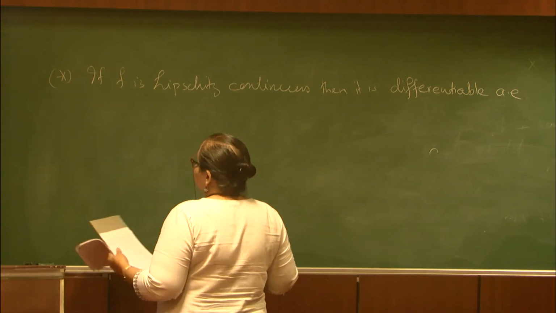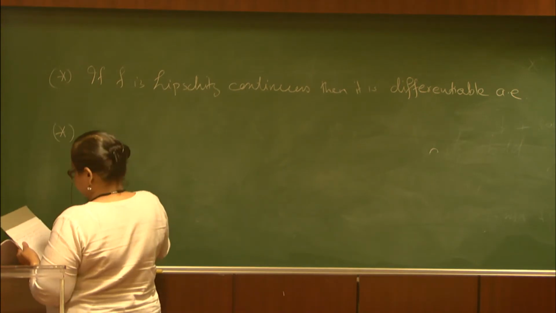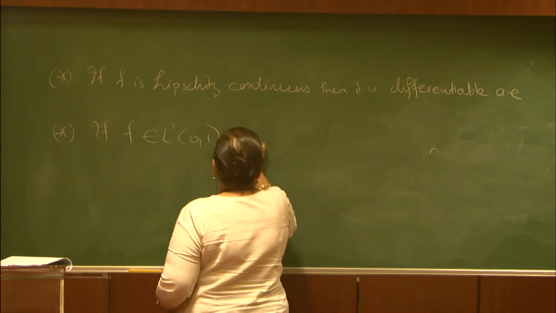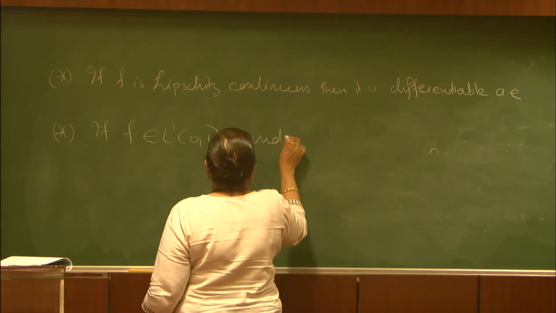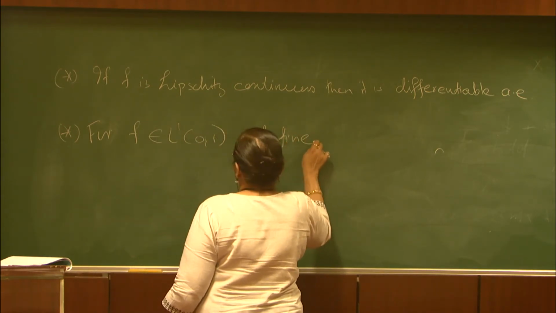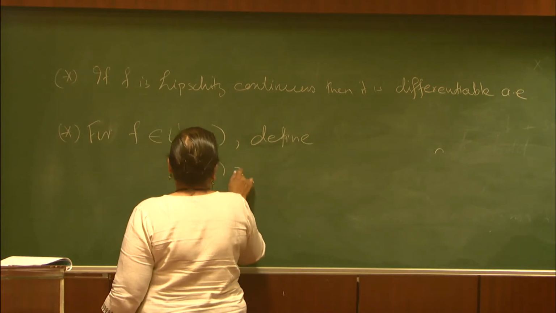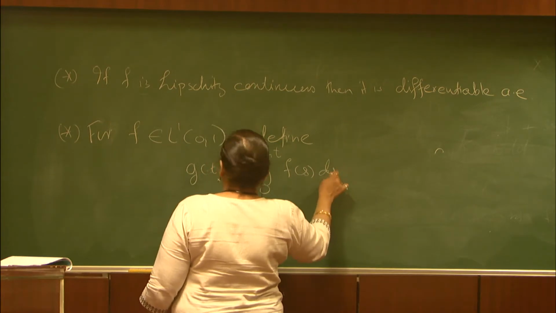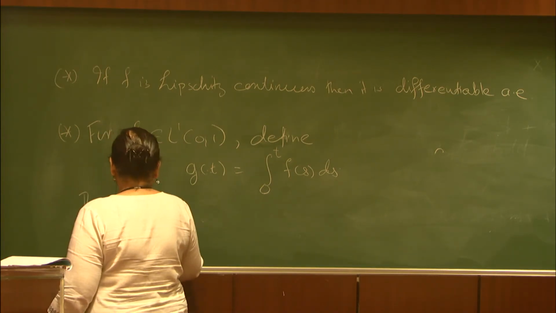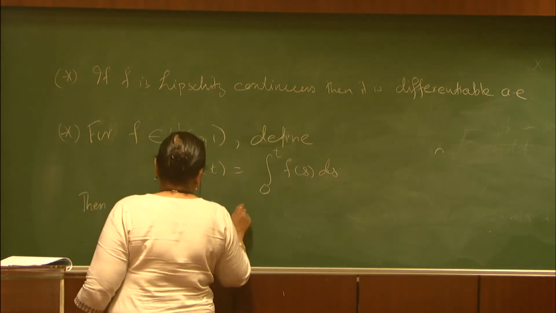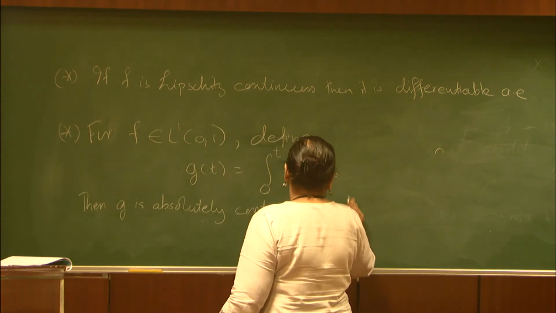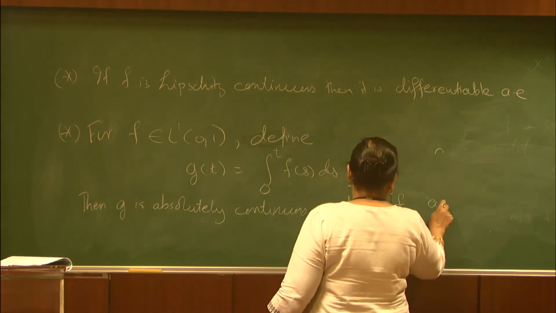There is another notion also. If f belongs to L1 of (0, 1), define g of t to be the integral from 0 to t of f of s ds, then g is absolutely continuous and g prime is equal to f almost everywhere.